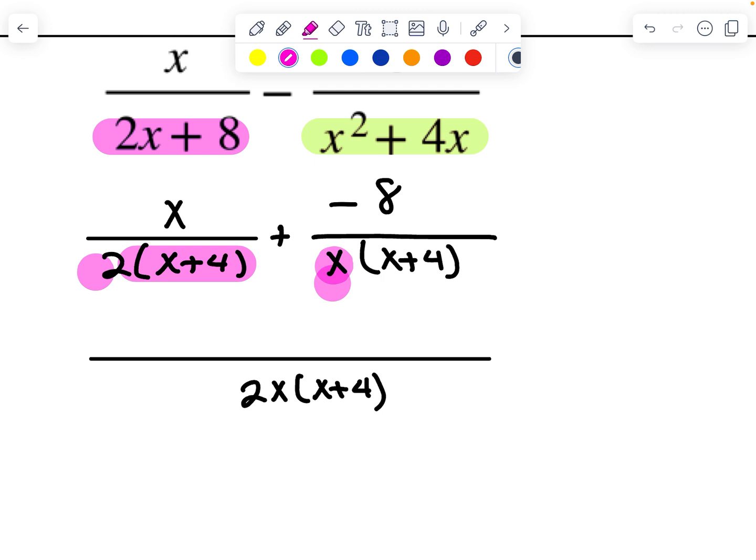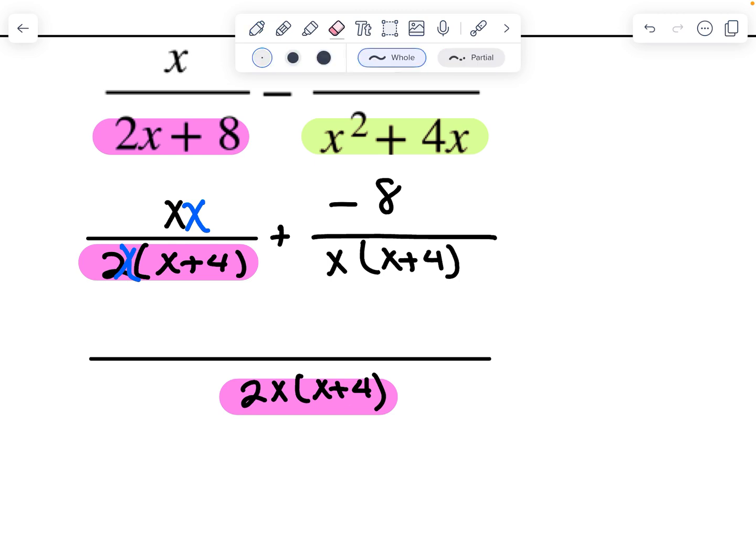So then we ask ourselves, we say, self, what does this have in it? What do we need to make it that? And what we need to make it that is simply an x. And then we ask ourselves, what does this need to look like this? And our response is simply needs to be multiplied by 2.